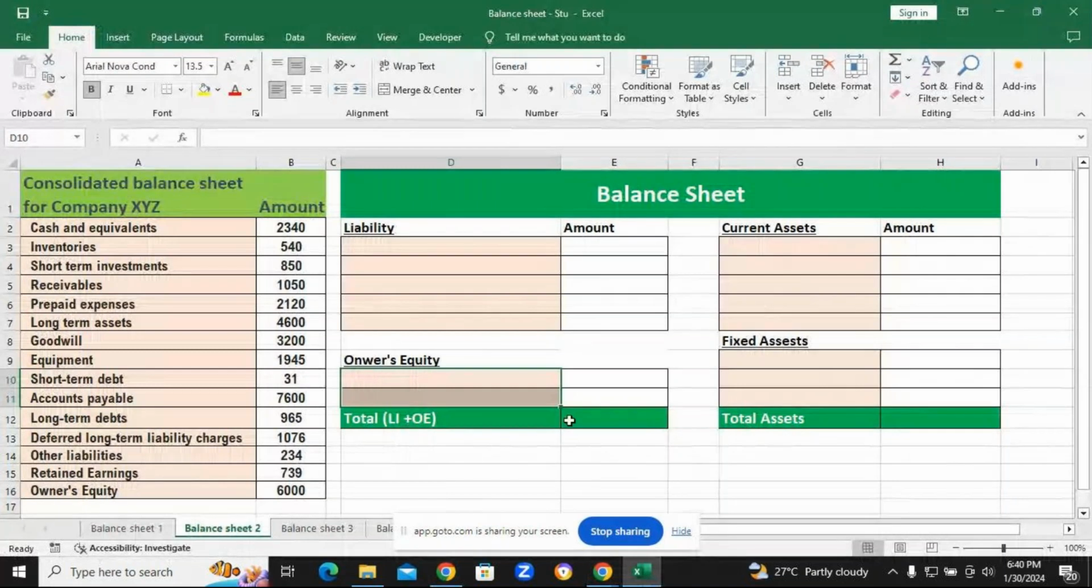Balance sheet we were doing. So hopefully everybody was able to solve the fifth, sixth, and seventh balance sheet. Let's proceed with the next one, second balance sheet.